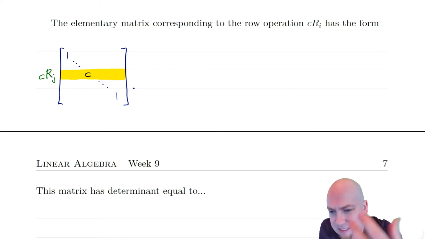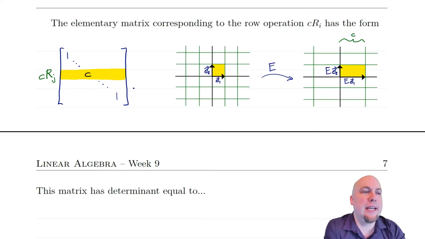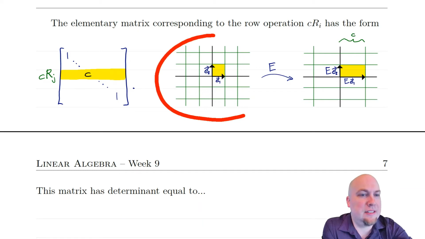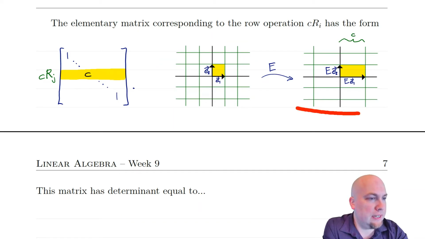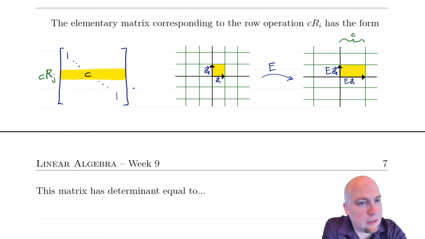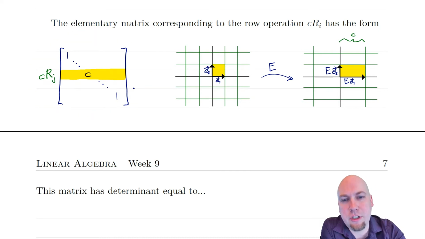Remember, as a linear transformation, what that looks like is it's the linear transformation that's just taking the unit square grid and stretching it by a factor of C in one of the directions. Then we're asking the question, what is the determinant of this matrix? Based on this picture here, if the area of this square is 1, then the area of this rectangle should be, well, it's still got a height of 1, but now its width is C. So its area should be 1 times C, which is C. So we think, based on this geometric picture, that the determinant of this matrix should be C.